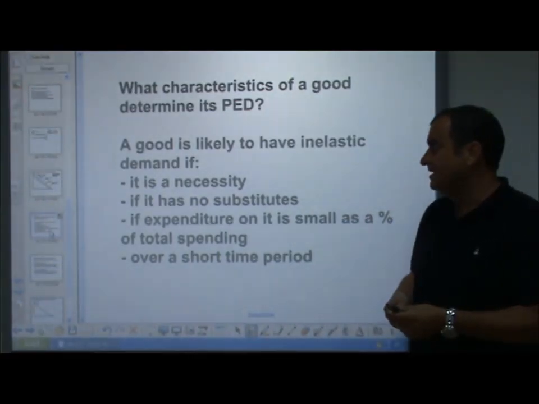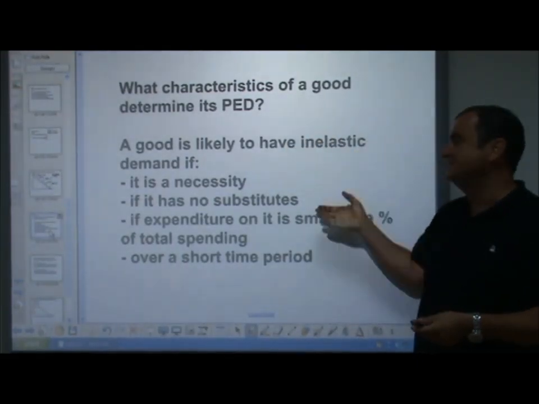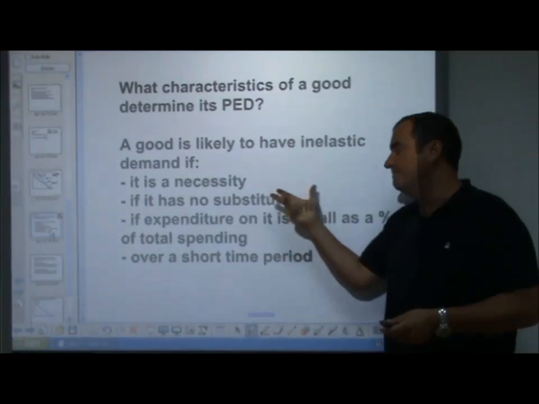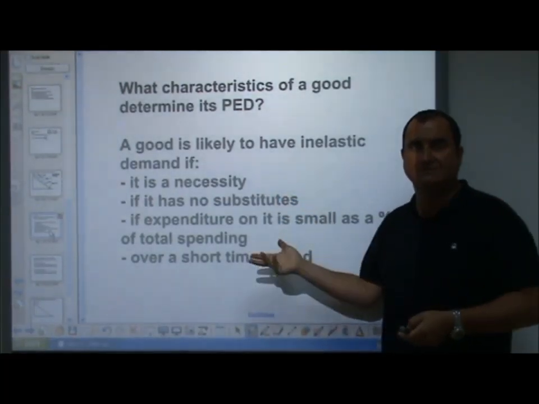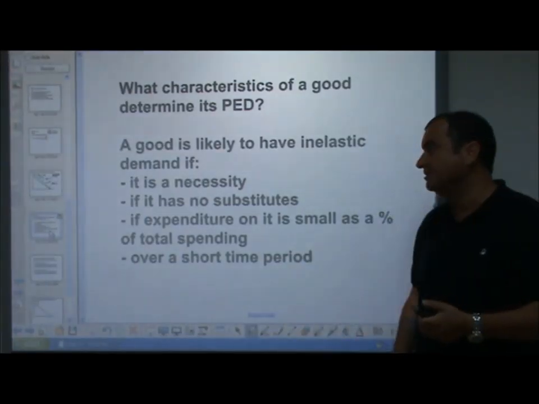Okay. Now, the reverse is true, of course, for a good it's more likely to have elastic demand if it's a luxury, if there are many substitutes, if a large amount is spent on the good, and the longer the time period.